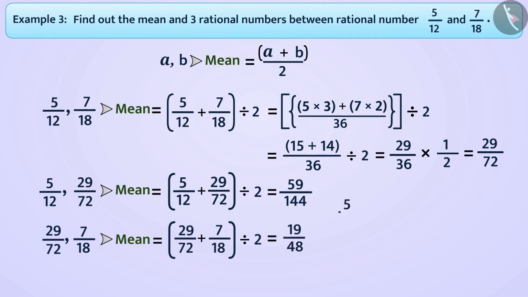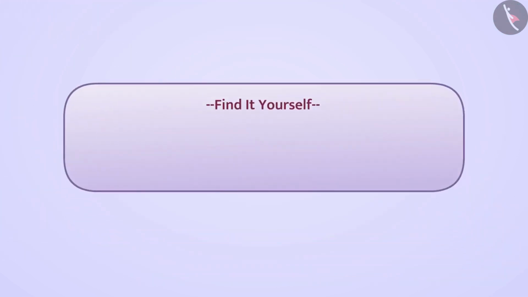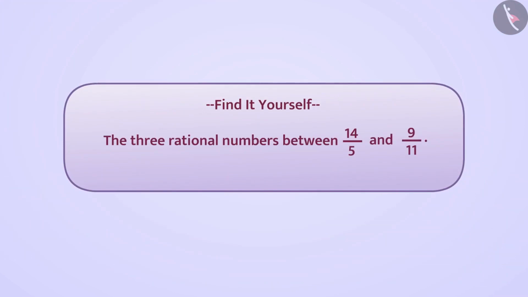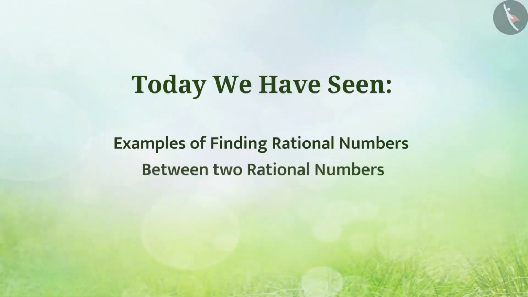In this way, 3 rational numbers between 5 by 12 and 7 by 18 are 59 by 144, 29 by 72 and 19 by 48. Now, find yourself the 3 rational numbers between 14 by 5 and 9 by 11. So today we have seen examples of finding rational numbers between 2 rational numbers.